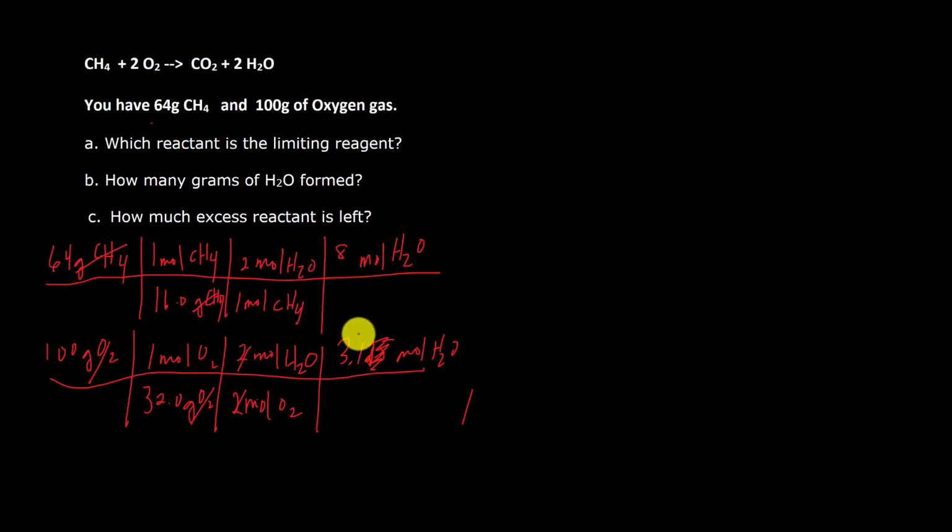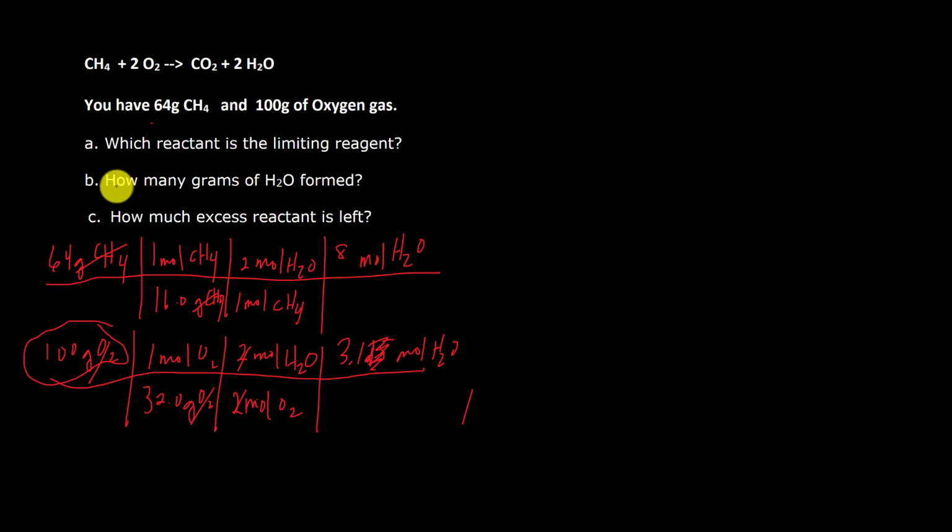So we know that after we've made 3.1 moles of H2O, we're going to be out of oxygen. Okay, so that tells us that oxygen is our limiting reagent. It doesn't matter that we could produce 8 moles of H2O with the methane that we have, because we know we're already out of oxygen by the time we get to 3.1 moles of H2O. So going forward, all of our calculations need to be based on the 100 grams of oxygen.